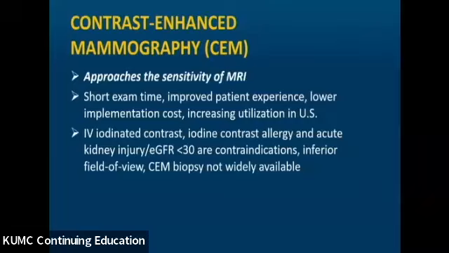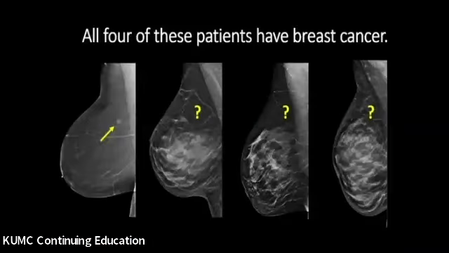Exam time is really short. It's 10 minutes, so similar to abbreviated breast MRI, really short exam time. Patients prefer it over a breast MRI, and studies show that as well. Definitely lower implementation costs. Most facilities have mammo units that can just have simple software upgrades to be able to perform CEM. There are some disadvantages, so it requires an IV and iodine contrast. And most of the disadvantages for CEM are related to patients who cannot have iodine contrast.